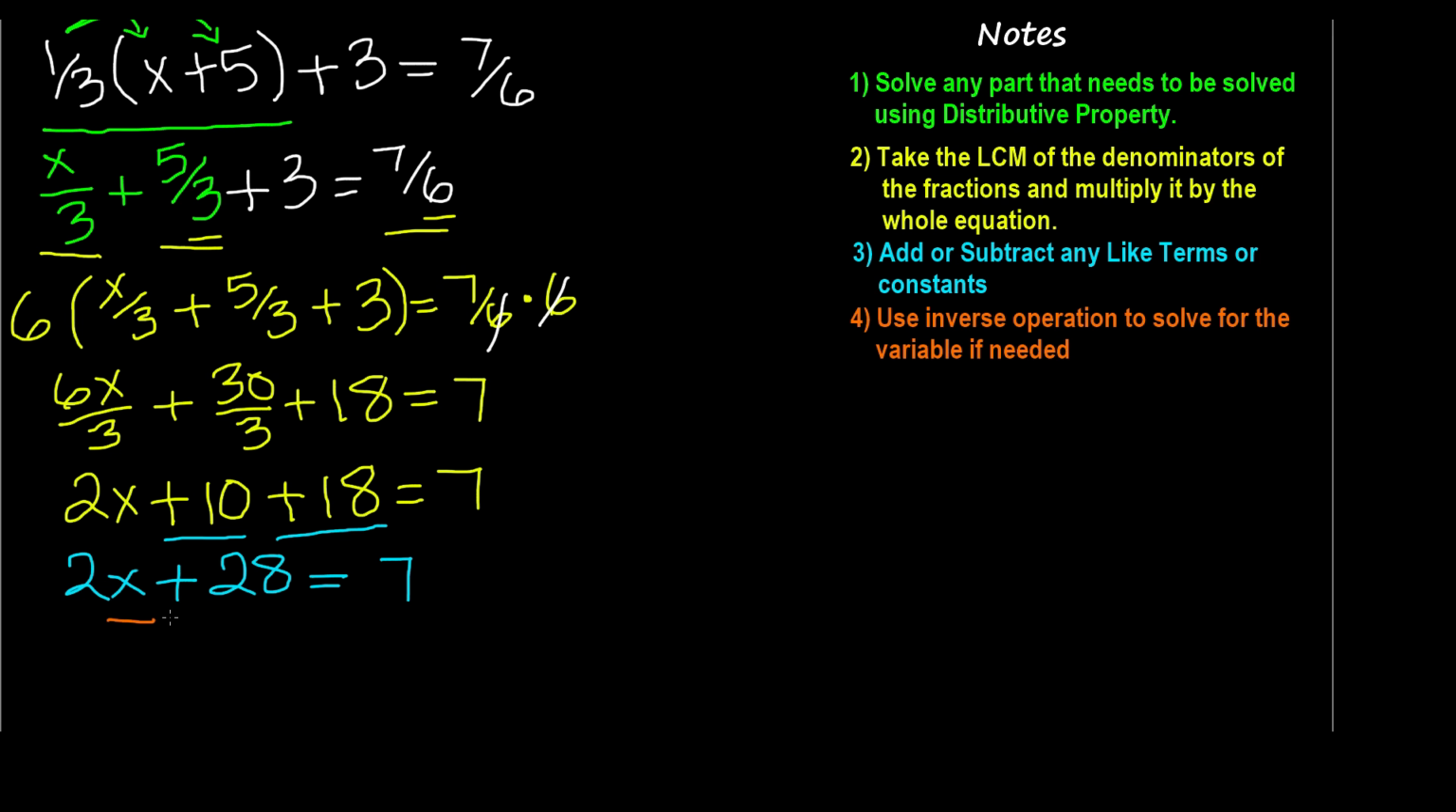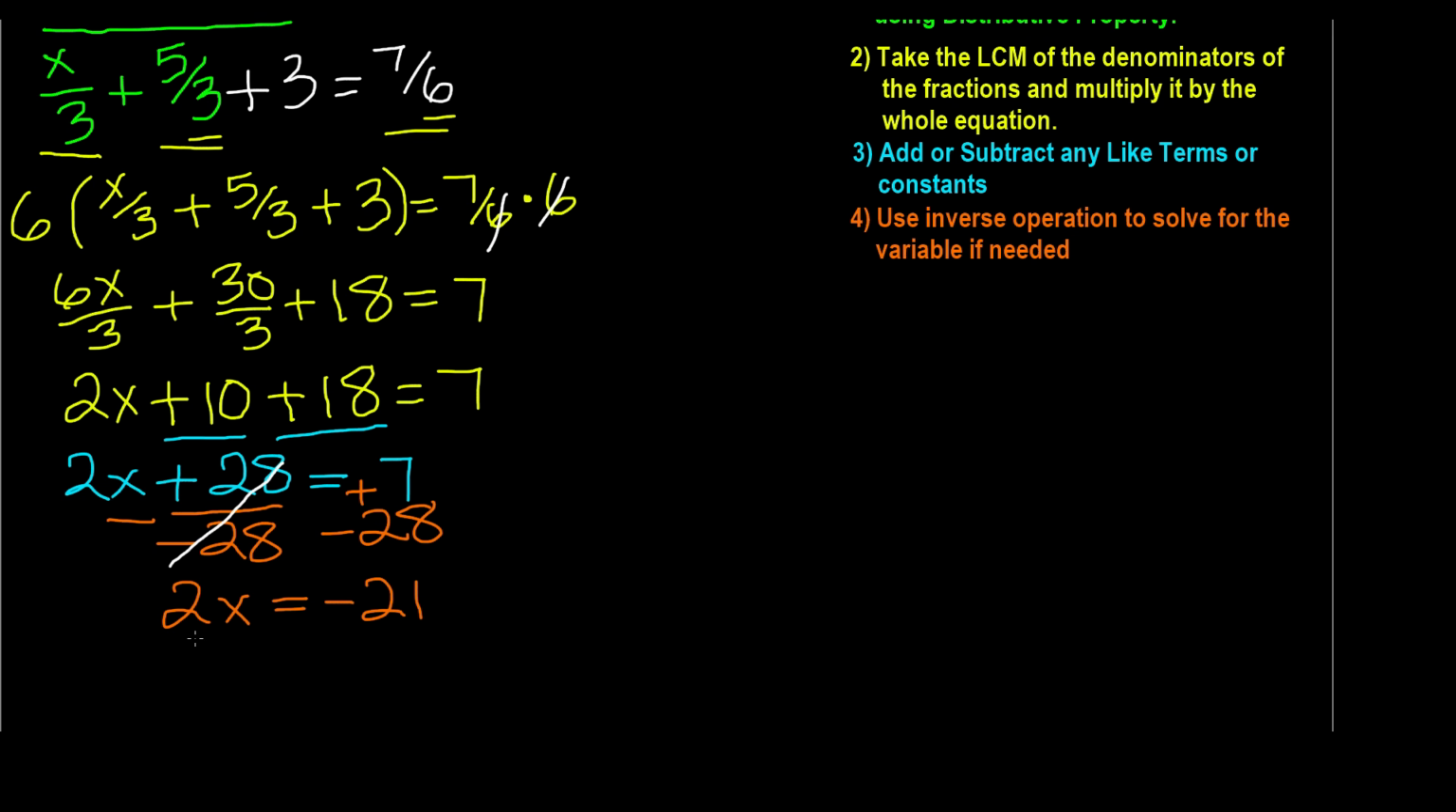Okay, to do that, first we have to get rid of the constant, which is 28. Since we're adding 28, we're going to subtract 28 on both sides. So when we do positive 28 with negative 28, it cancels out. So we're left with 2x is equal to negative 28 and positive 7 give us negative 21.